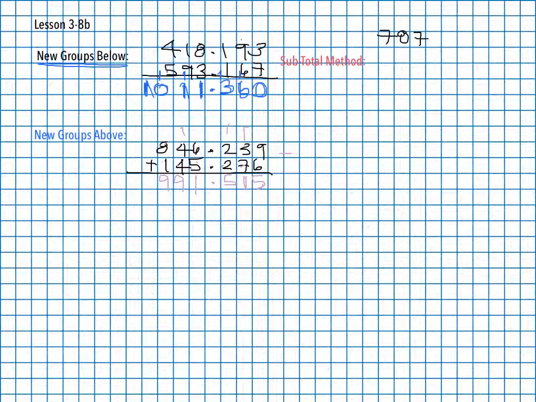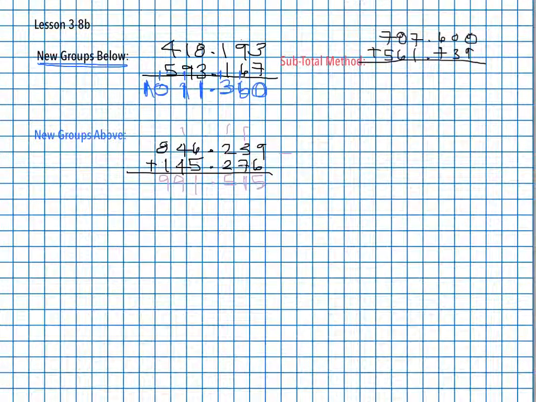787 and 608 thousandths, and we're going to add to that 561 and 739 thousandths. And we're going to add those all together. Now, the first thing we're going to do is we're just going to start adding up columns.